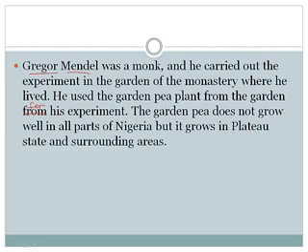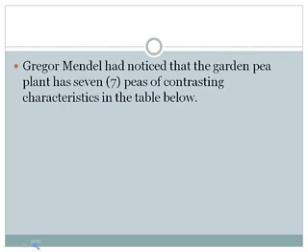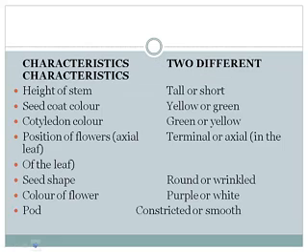The garden pea does not grow well in all parts of Nigeria, but it grows in Plateau State and surrounding states. Gregor Mendel used the garden pea for his experiment to prove what genetics, or inherited characters, is. Gregor Mendel noticed that the garden pea plant has 7 pairs of contrasting characteristics in the table below.